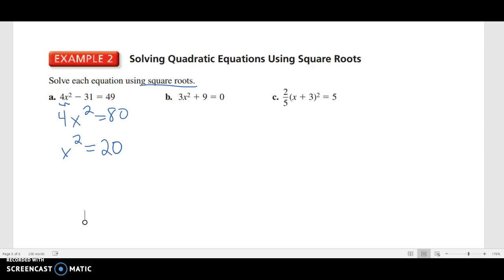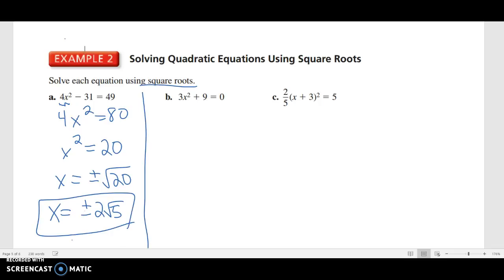And now I'll take the square root of both sides, but when I do that, I have to add the plus or minus square root of 20. Because remember, 5 squared and -5 squared are both going to equal a positive number. So we have to say plus or minus the square root of 20. And then we can reduce this. So if you remember your square roots, we can say this is the same thing as plus or minus 2 square root 5. And there's our final answer.